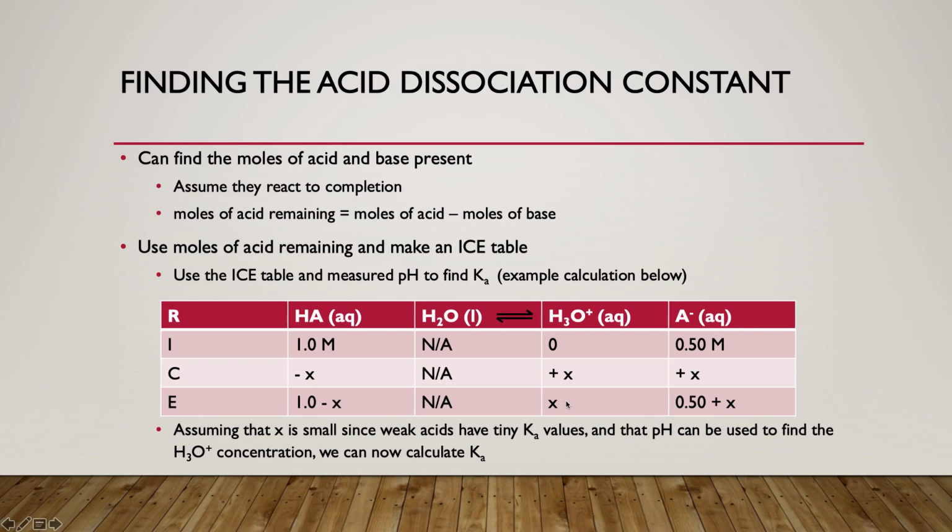So in lab, we're going to be measuring the pH of our solutions, and then using the pH, we can actually calculate the H3O+ concentration, which gives us our X value, and now we have all the pieces that we need to calculate Ka. And so that's how our calculation setup for everything is really going to be working.